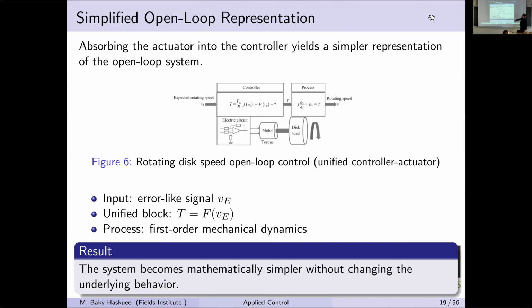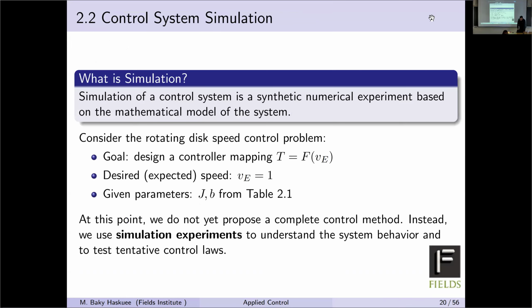This is the speed of the torque. The torque comes from the motor, and then it sets the speed of the disc, or the velocity of the disc will be determined by this process. So this is open because we have no feedback here in this open loop, okay? So, let's go to this simulation.